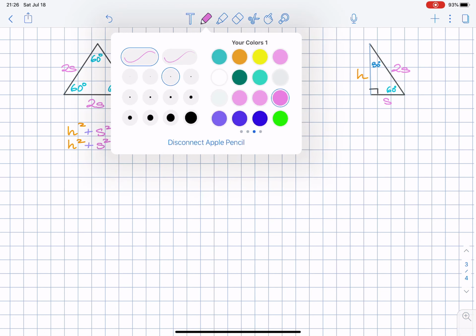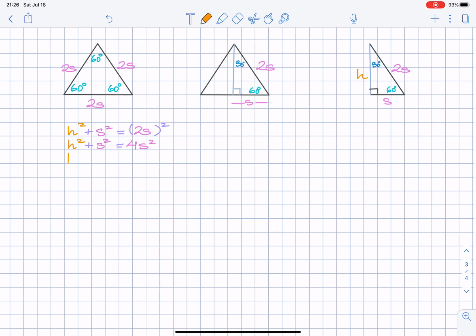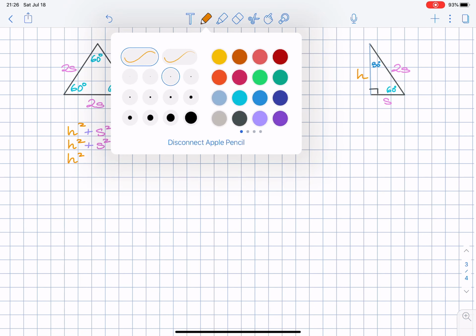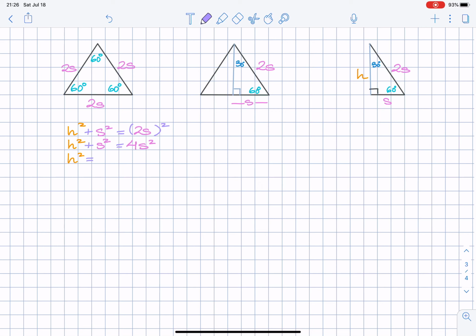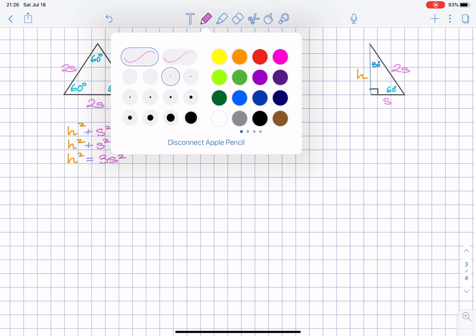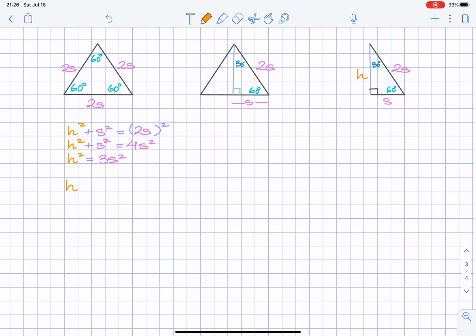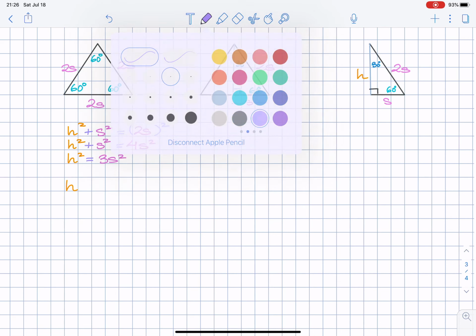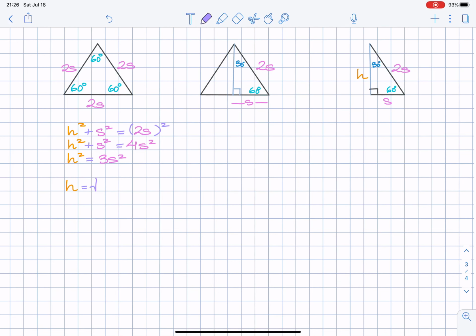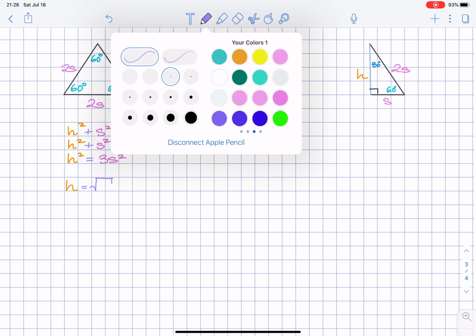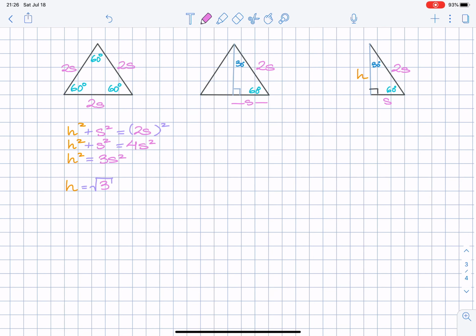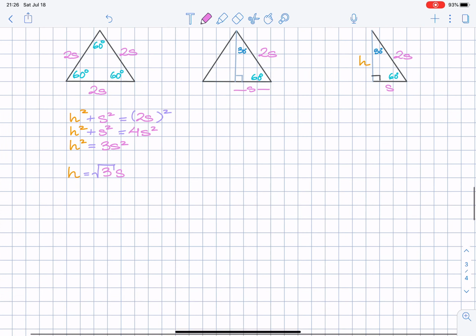Okay, so now I'm going to subtract s squared from both sides. So I have 4s squared minus 1s squared, which leaves me with 3s squared. Then finally I'm going to take the square root of both sides. Square root of something squared is just itself. So I get that h is equal to the square root of 3, which I can't simplify, and the square root of s squared is just going to be s. Okay, so that's what the height is.